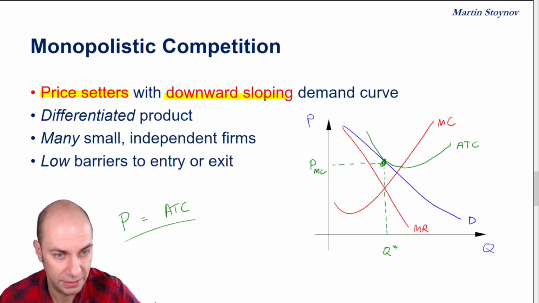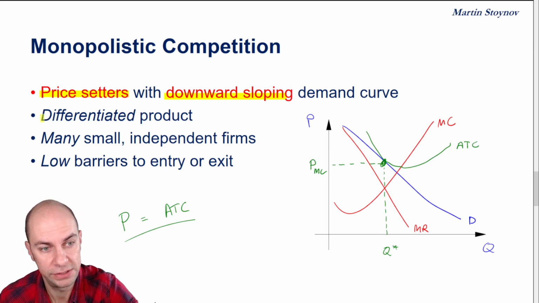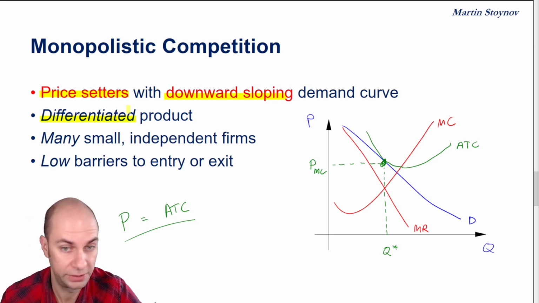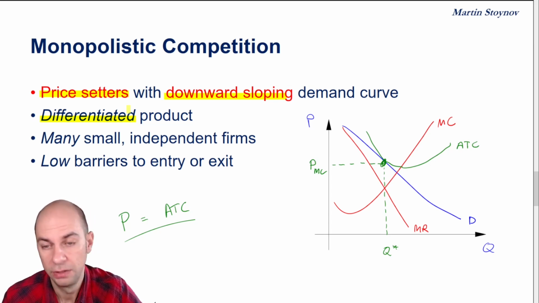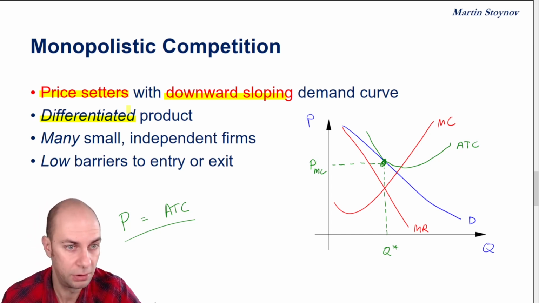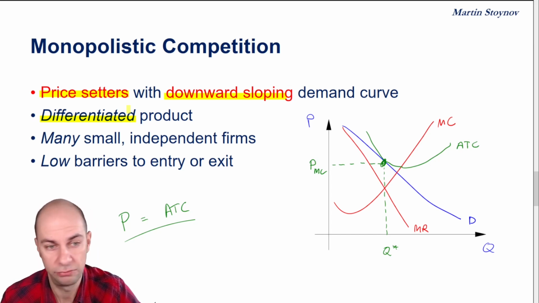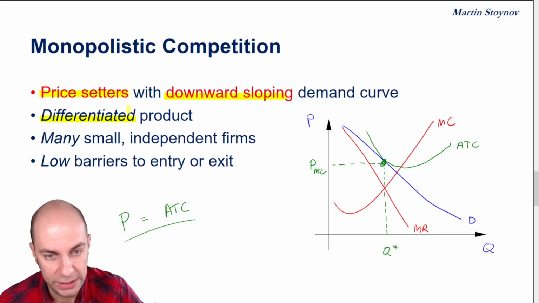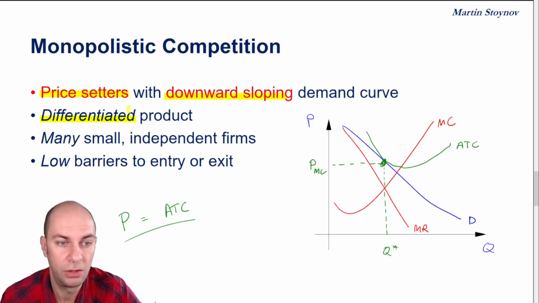So what is the main difference here? The main difference is we've got a differentiated product. So instead of just all of us selling a commodity such as wheat or salt, now we are selling branded products. So think about clothing, apparel generally, or shoes, trainers. You can buy Nike or Adidas or some other brand. So we have a differentiated product.